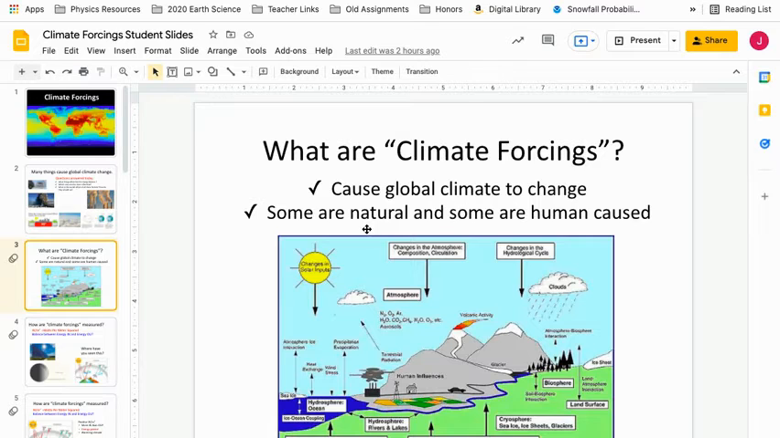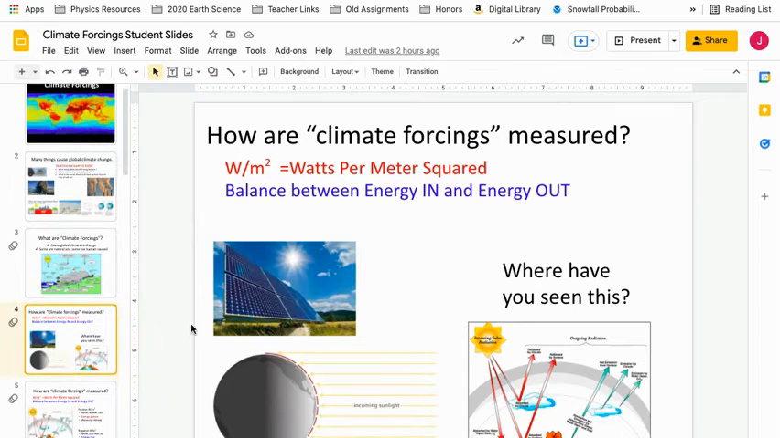So then what are climate forcings? Essentially, climate forcings are things that cause the climate to change in one way or another. They could force the climate to warm, or they could force the climate to cool. And it's important to note that there are natural climate forcings, and then there are natural climate forcings that are enhanced by things that people are doing. And so you're going to look at those today. So the way we measure climate forcings is through this unit watts per square meter, which is the amount of power that reaches the Earth per square meter.